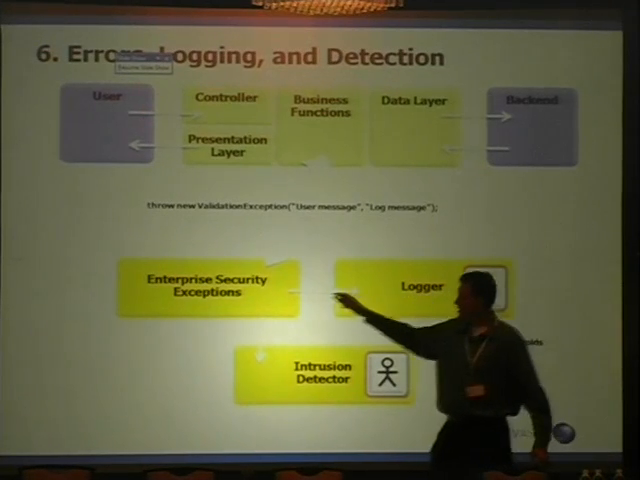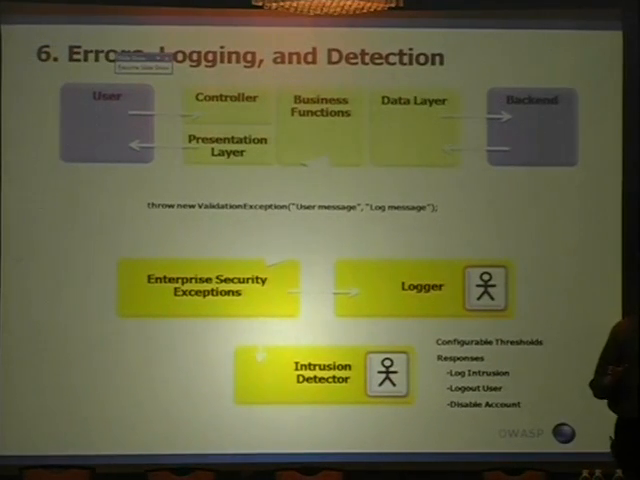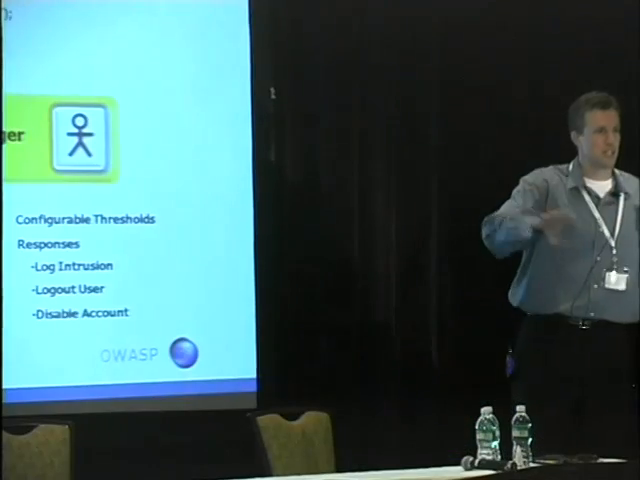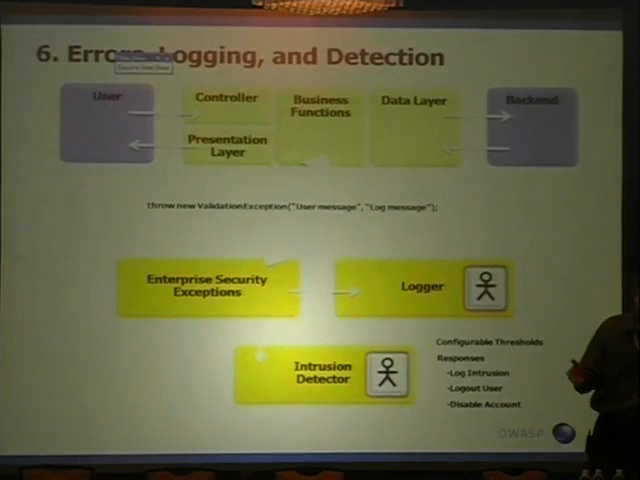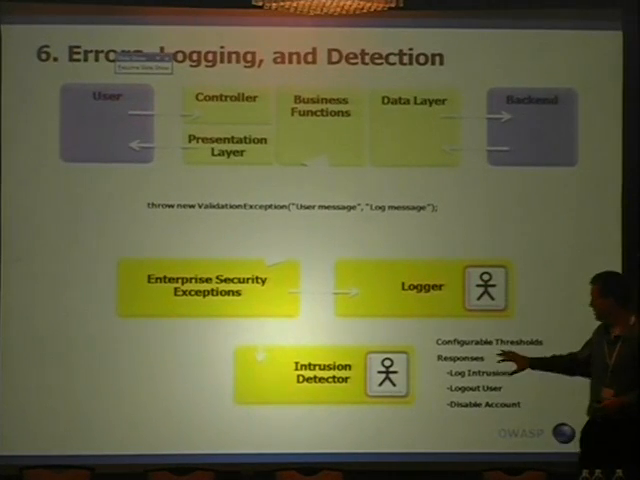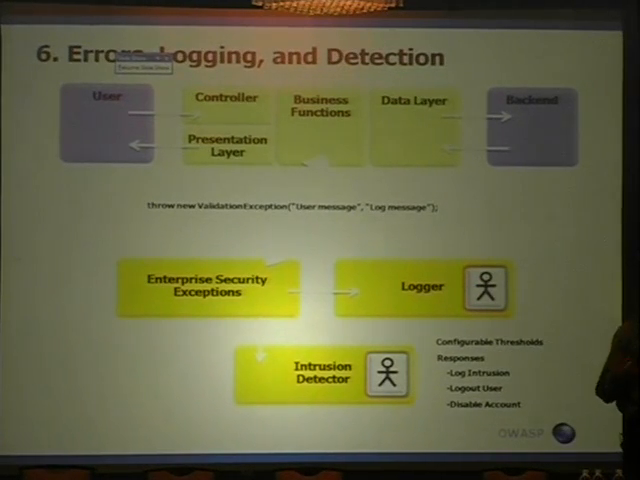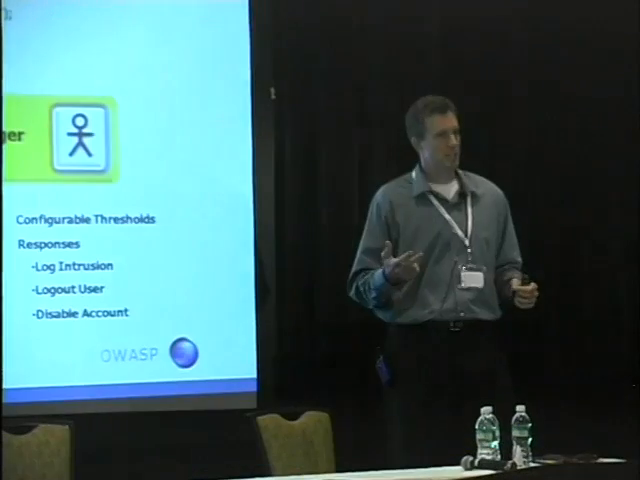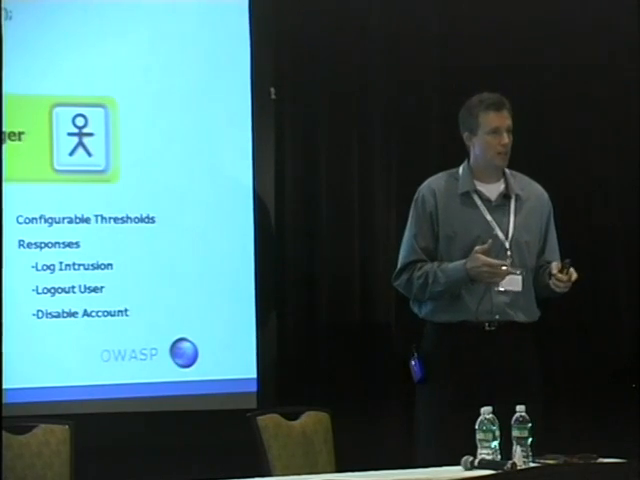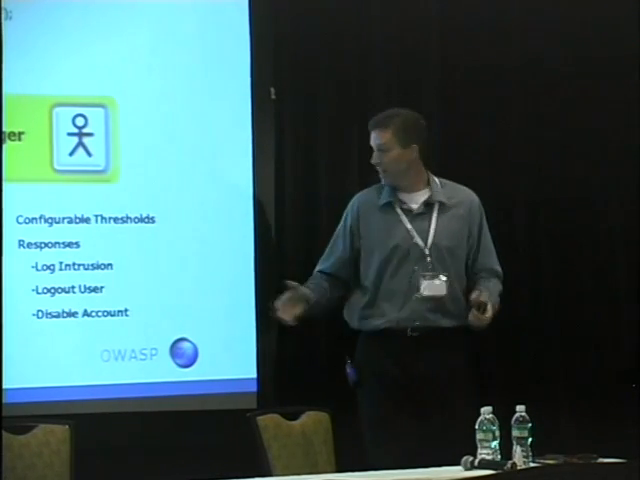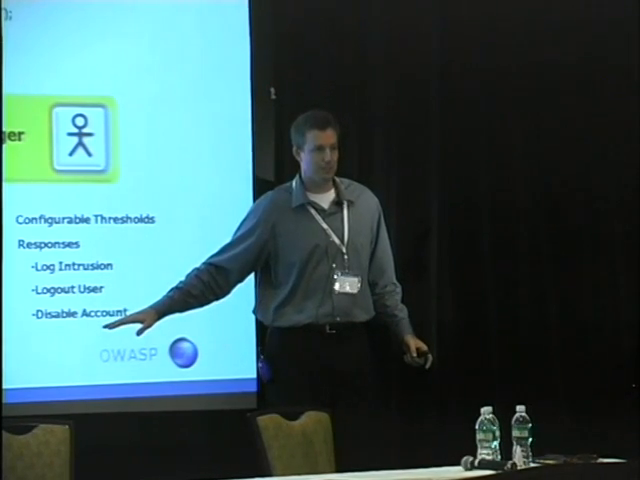The other thing that we do with these exceptions is we send them to an intrusion detector. The idea here is very simple. We're feeding a stream of events into this intrusion detector and allowing it to figure out if any of those events represent an attack. The implementation that we have now is very naive. All it does is allow you to set thresholds on different types of exceptions. So you might set a policy like, if I get more than 20 input validation exceptions in a 3-second period, maybe someone's attacking me. Then I can take some kind of response. I can log it, I can log the user out, or I can disable their account.